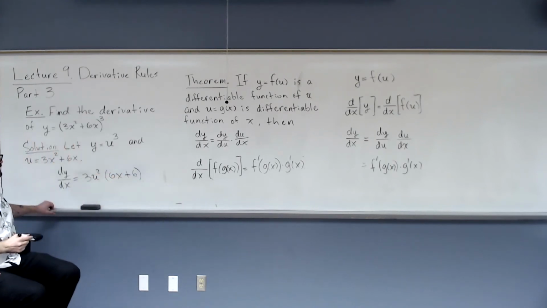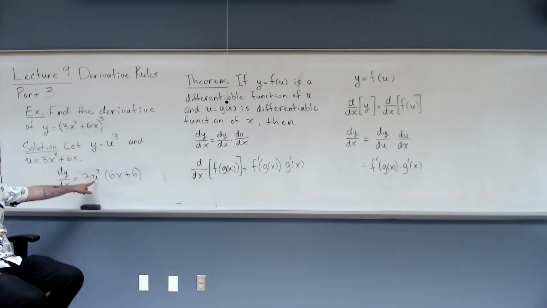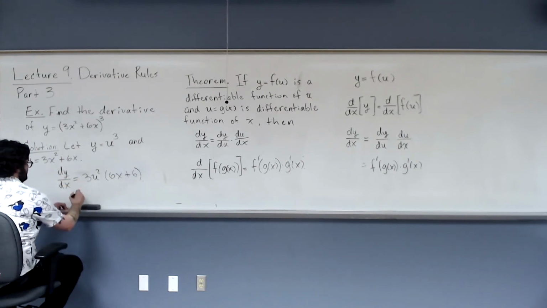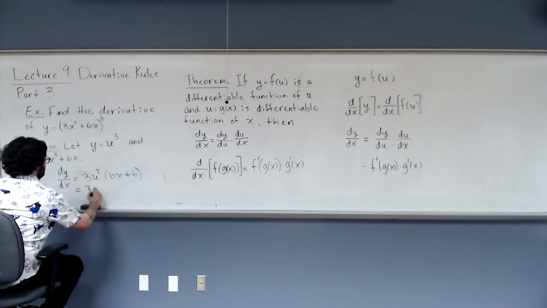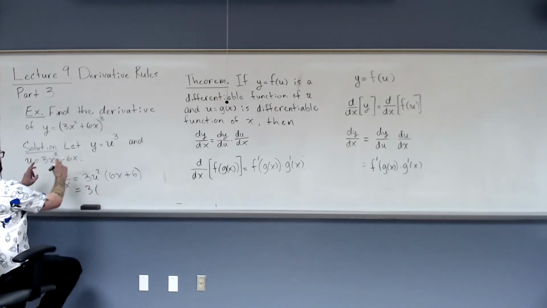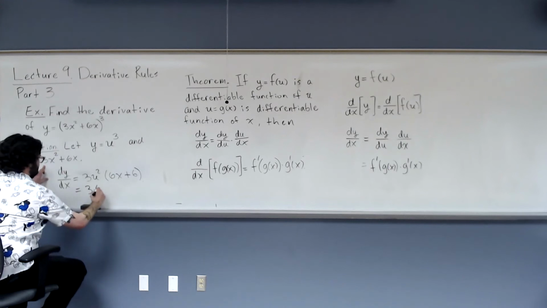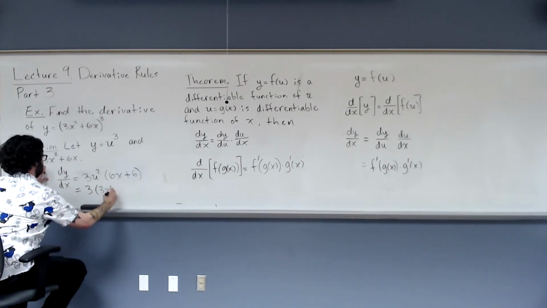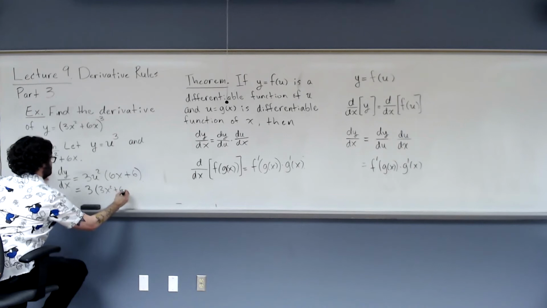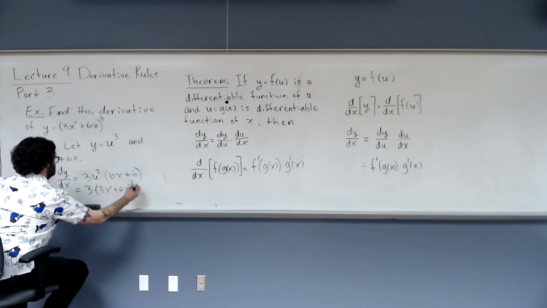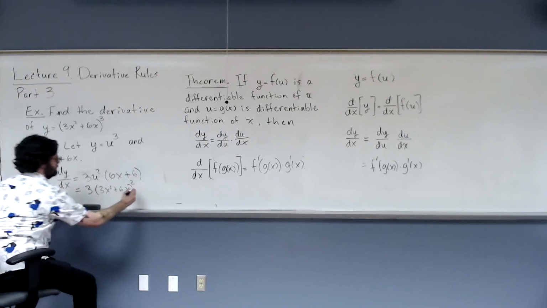And whatever that simplifies to, which it does, by the way, because right now I still have a u there, and typically you only want x's to appear. That's what you're trying to find. So this is equal to 3 times that all squared, times that still.